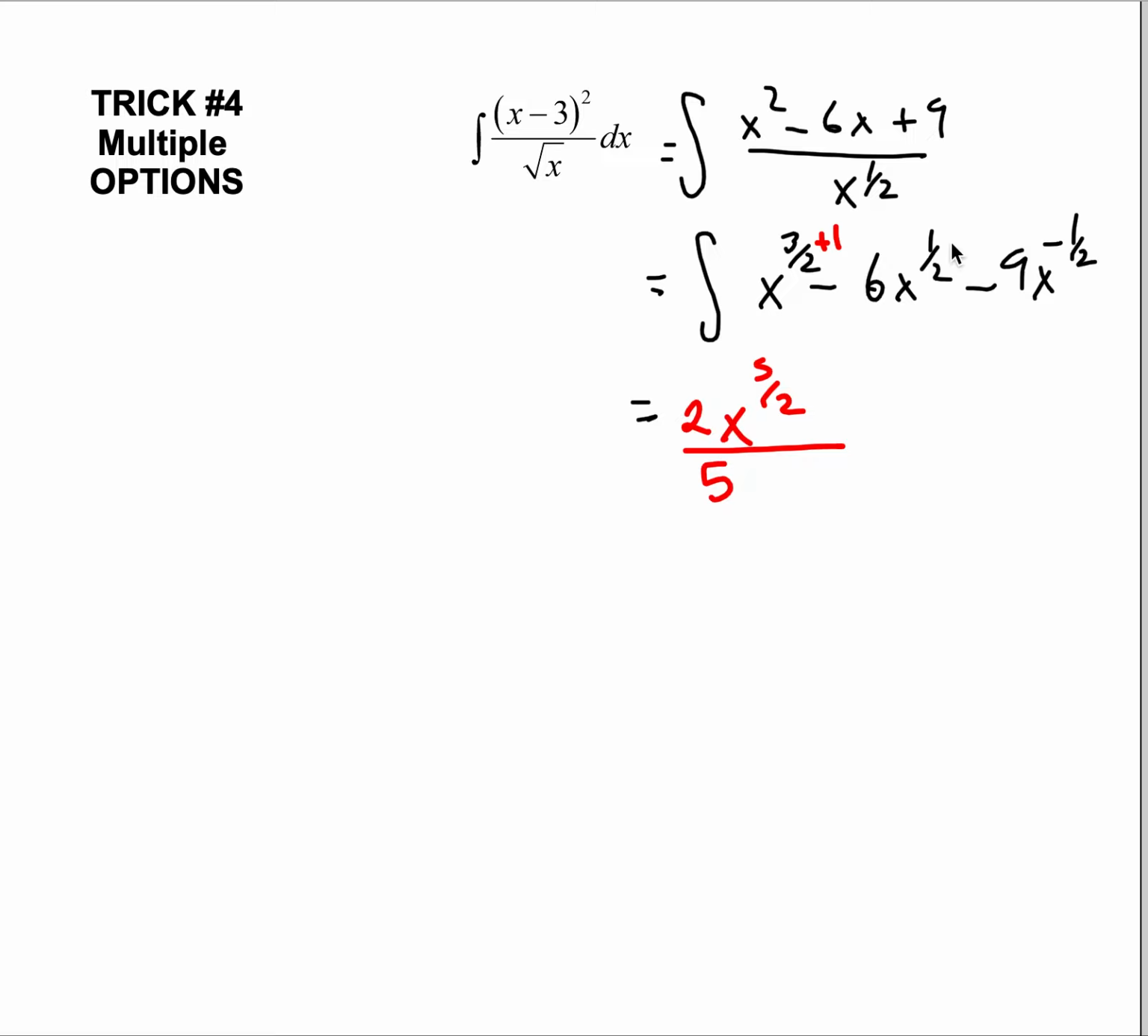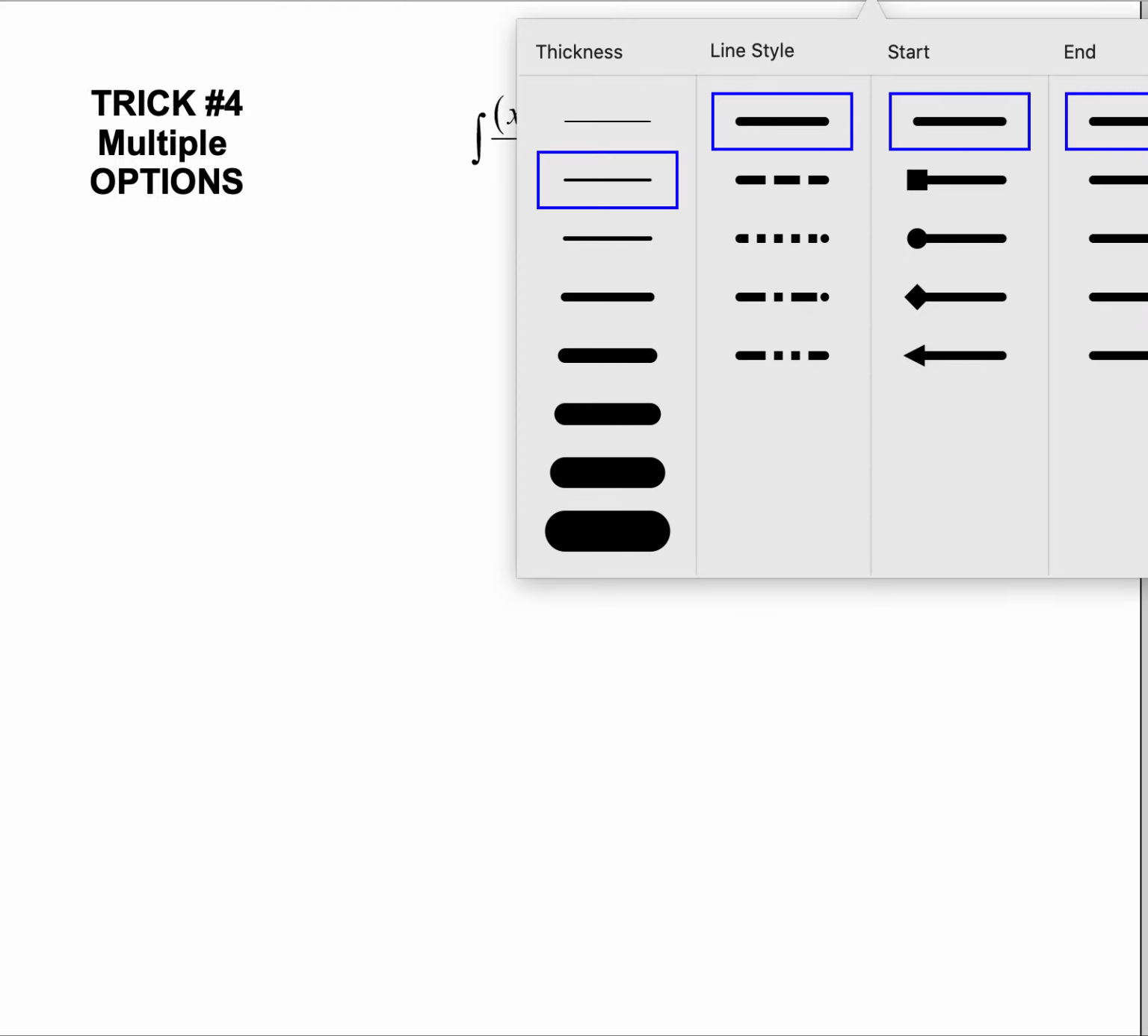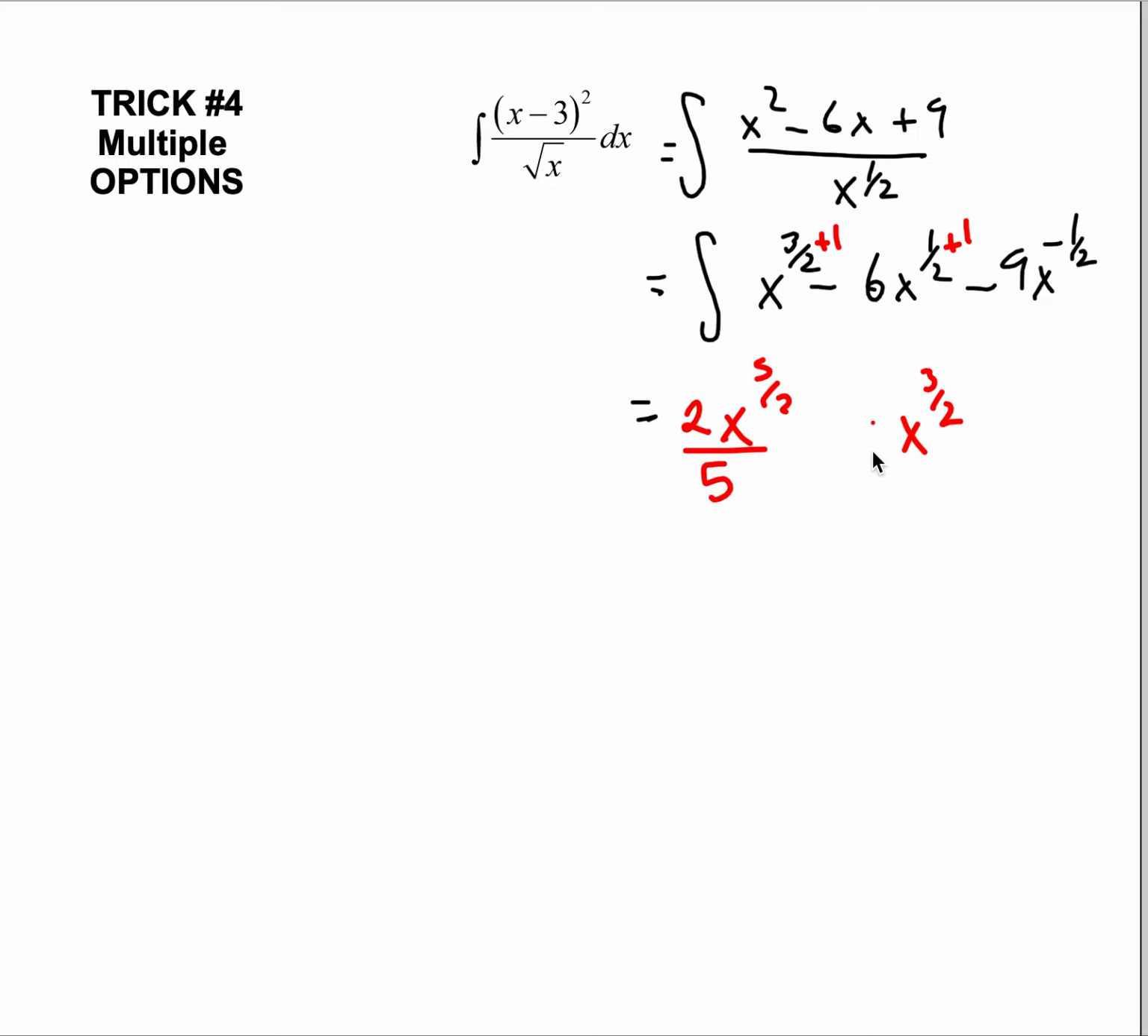Same here. Add a 1. That would make it 3/2. X to the 3/2. And again, we're going to be dividing by 3/2 or multiplying by 2/3. Okay, but we already have a 6. Give me a second. Let me make some room here. So we already have a 6, but we're multiplying by 3/2 or 2/3. And we could simplify that out in a little bit.